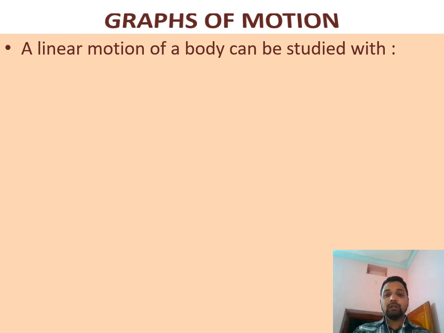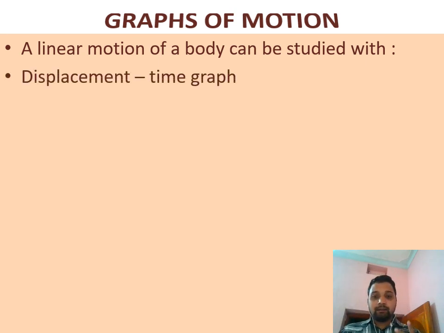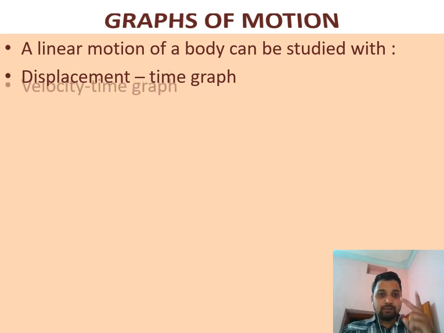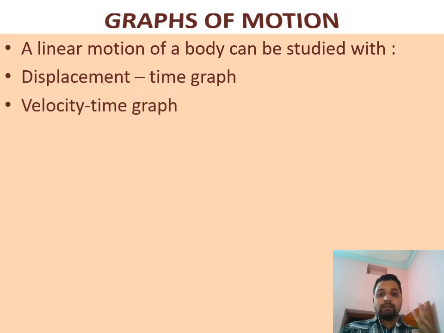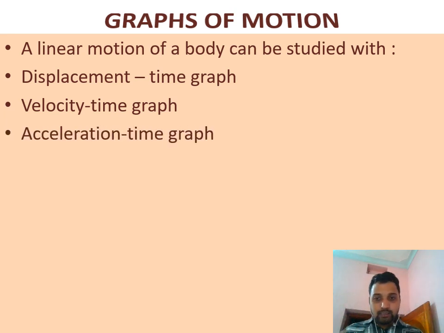The linear motion of a body can be studied with three types of graph. One, how displacement changes with time, called the displacement time graph. Second, how the velocity changes with respect to time, which is the velocity time graph. And third, the change of acceleration with time, which is called the acceleration time graph. So in this video, we'll read in detail about different cases by taking the displacement time graph, velocity time graph and acceleration time graph. Let us come first to the displacement time graph.